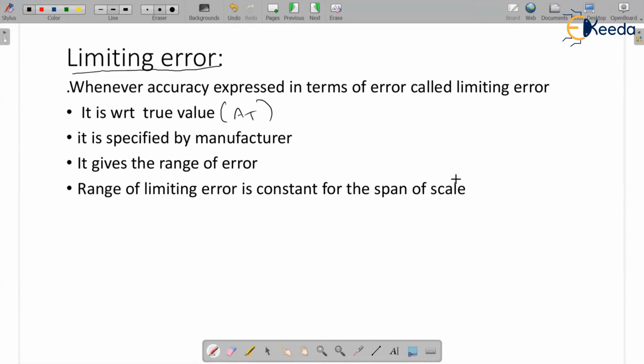What is span and what is range? We will explain. We have a separate topic called range and span of the meter. Okay, now then next, let's go. How to calculate limiting error?